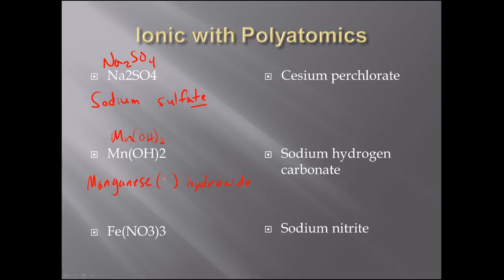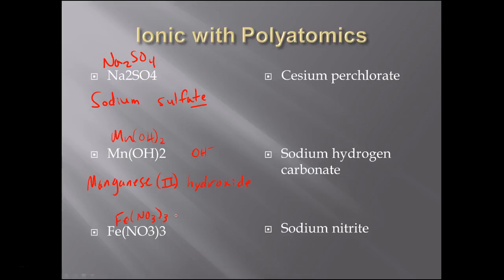And then we need to use our Roman numeral to indicate the charge of that manganese. And it's going to be a 2 charge. Hydroxide is OH minus, and you've got 2 of them, right? So we have a 2 negative charge, and manganese would have to be a 2 positive charge to cancel that out. Now let's rewrite this guy again.